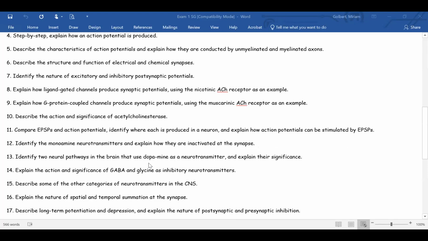Dopamine, why is it important? Remember that dopamine is related to Parkinson's disease. When patients don't have enough dopamine in those dopaminergic neurons, if they don't produce enough, then they're going to have trouble controlling movements.